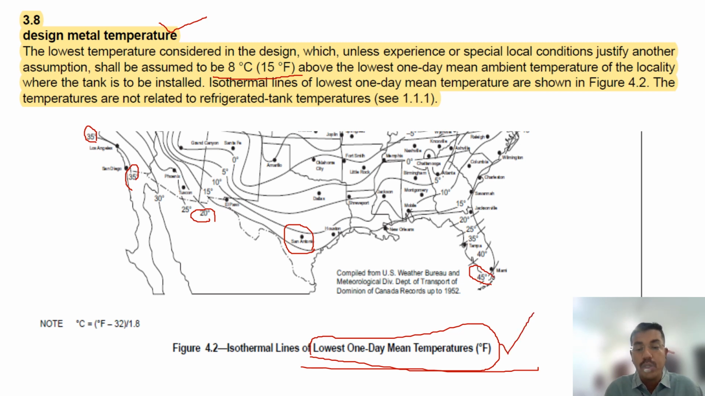So this is the lowest 1-day mean temperature, but when the design metal temperature comes, I have to add 15 degree F to the lowest 1-day mean temperature. So how much will it come? That is the design metal temperature. You will find one question for sure from this design metal temperature.